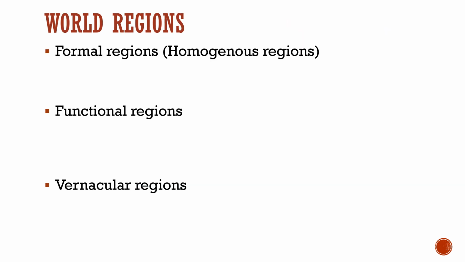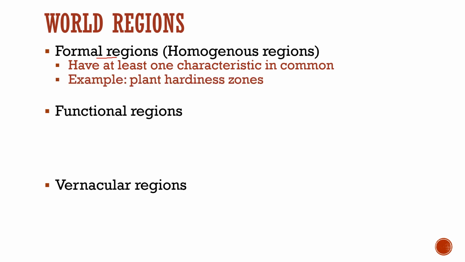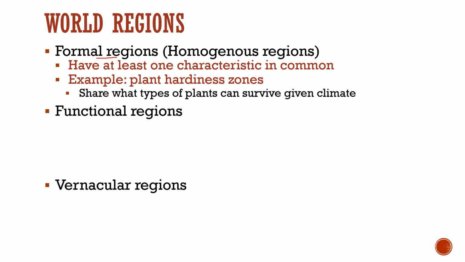All right, so if we switch to the different regions that we're going to be looking at, we can look at regions in a few different ways. So formal regions here are homogeneous. These have at least one characteristic that they share in common. So for example, plant hardiness zones, that's one way of dividing up regions, based on how well plants survive. So they share what types of plants grow in that given climate.